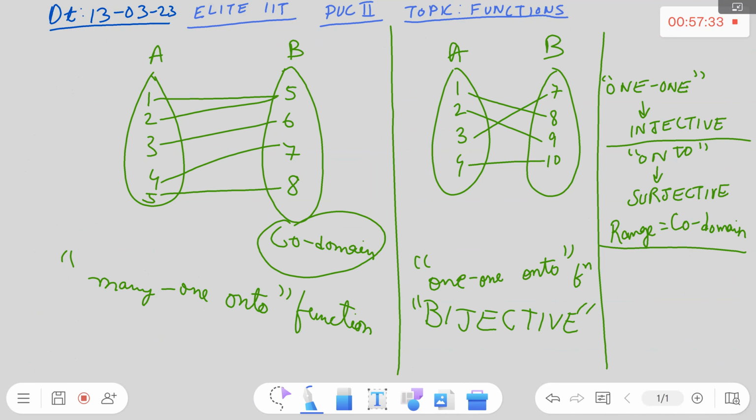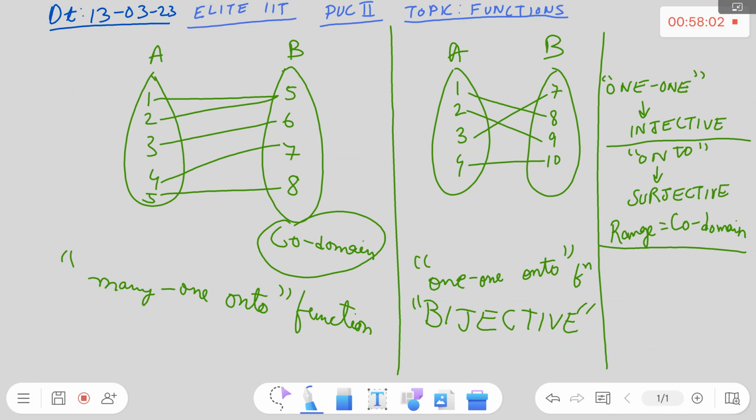Will it be the number of elements in set A, because it's the domain? Can you tell me anything regarding the number of elements in both the sets A and B? Anything? The number of elements of the domain will be equal to the number of elements of the codomain.